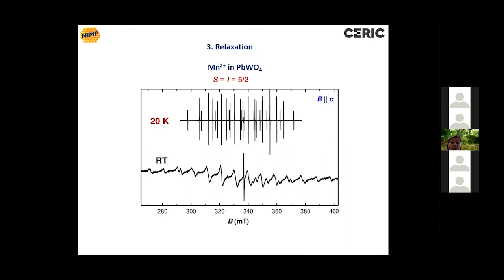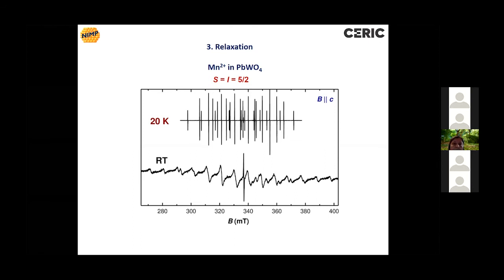So we have a manganese spectrum measured at room temperature. You see that there are very broad lines. And this is the same spectrum measured at 20 Kelvin. And you can look at the difference in the line width. The manganese is in lead wolframate single crystal, and it is less than 0.1%.